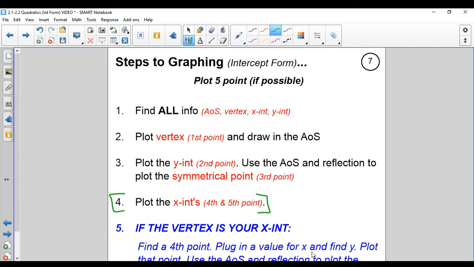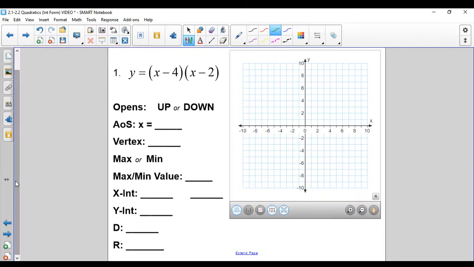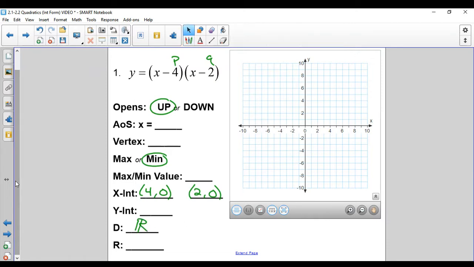So let's check out our examples. We got 2 examples for you. All right, got to find all the information first before we move on. So this one opens up. Axis of symmetry, vertex, not quite sure yet, we'll get there. Opens up, there's a minimum. X-intercept, this is P, this is Q. So it's (4, 0) and (2, 0). Remember, they come out the opposite signs. Get domain out of the way right now. It's all real numbers.